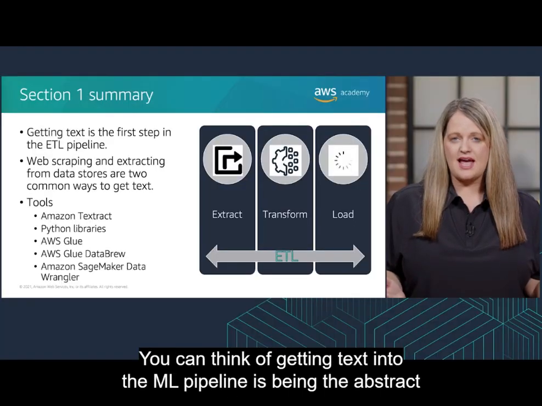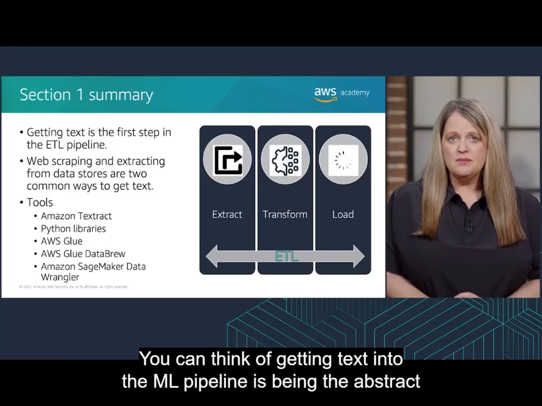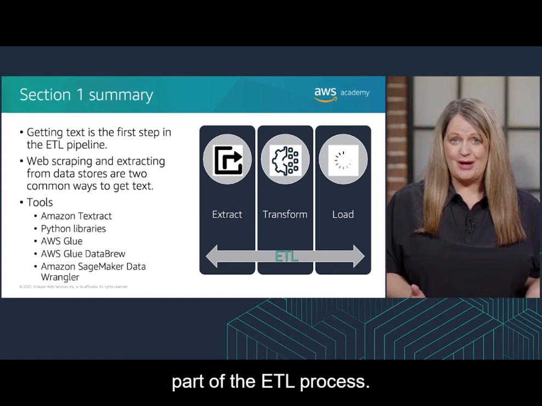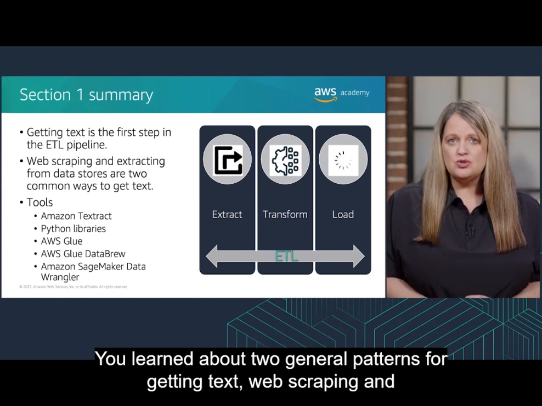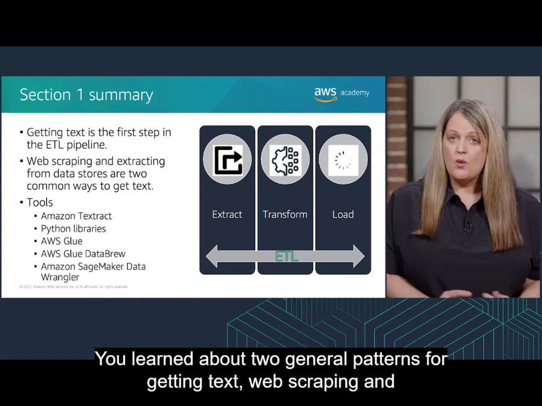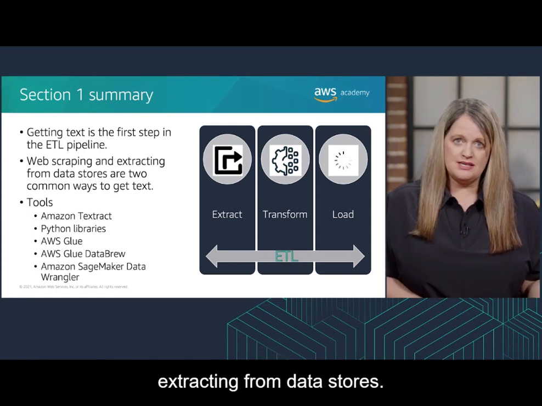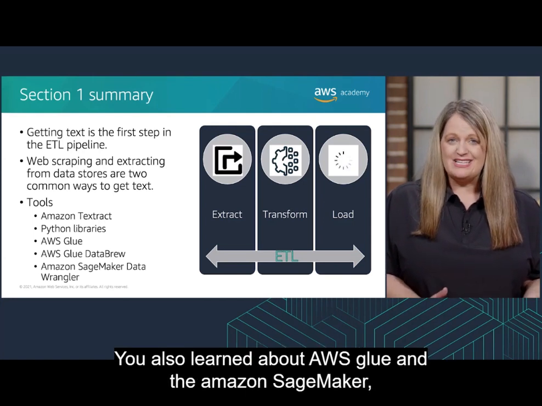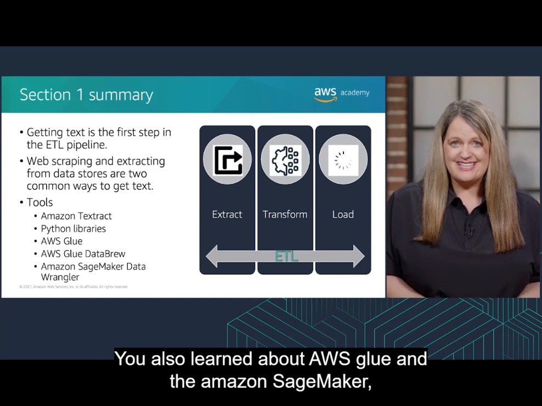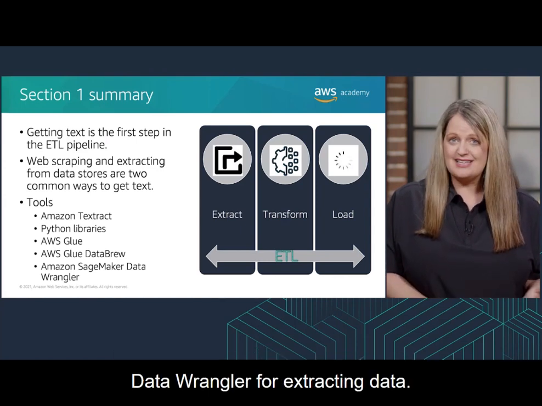You can think of getting text into the ML pipeline as being the extract part of the ETL process. You learned about two general patterns for getting text: web scraping and extracting from data stores. You also learned about AWS Glue and the Amazon SageMaker Data Wrangler for extracting data.